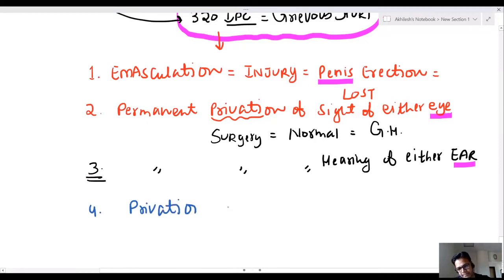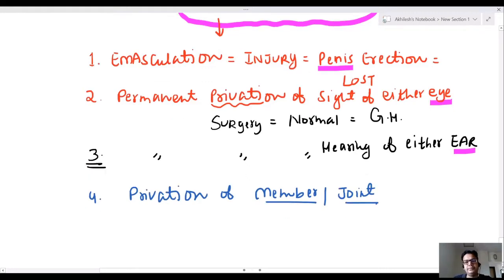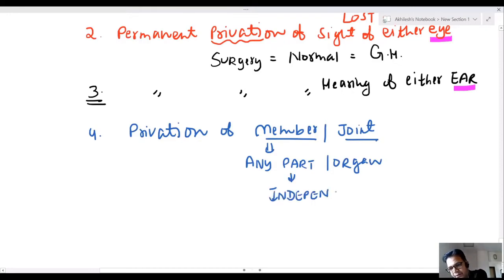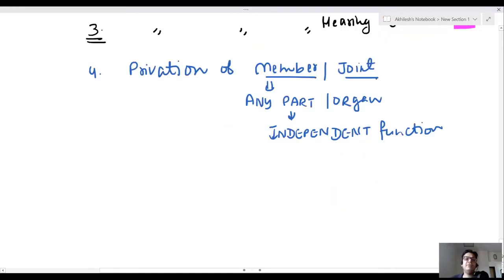Privation of member or joint. If a joint is lost, that is a grievous hurt. What is a member? A member is any part of the body or any organ of the body which has independent function.